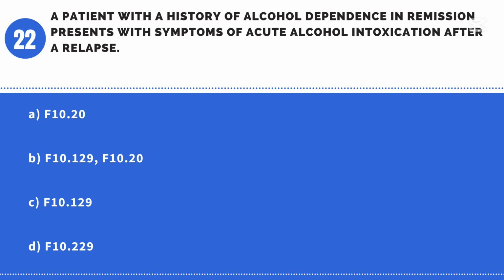Question 22. A patient with a history of alcohol dependence in remission presents with symptoms of acute alcohol intoxication after a relapse. A. F10.20. B. F10.129, F10.20. C. F10.129. D. F10.229.